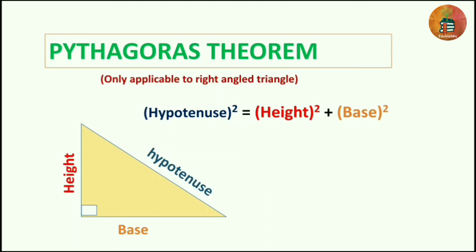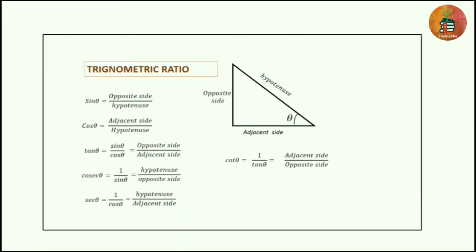base square. This is useful for solving problems. So if you have any two of the data, maybe height and base, then you can calculate the hypotenuse. If you have the hypotenuse and height value, you can calculate the base. So this is very important in solving these problems. Next, we have to study trigonometric ratios.